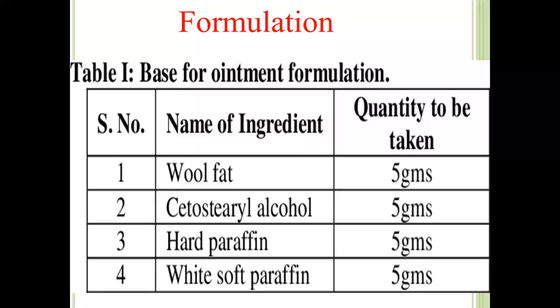Means firstly you have to melt the hard paraffin and cetosteryl alcohol in the porcelain dish, and the other is wool fat and white soft paraffin. They are mixed together and stirred until the ingredients are melted, and after that they both are mixed together.